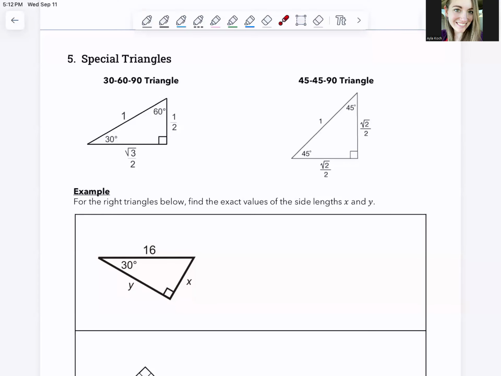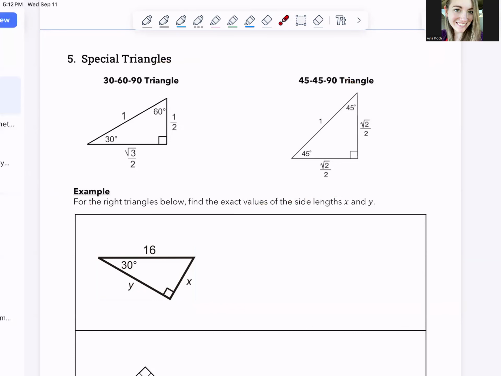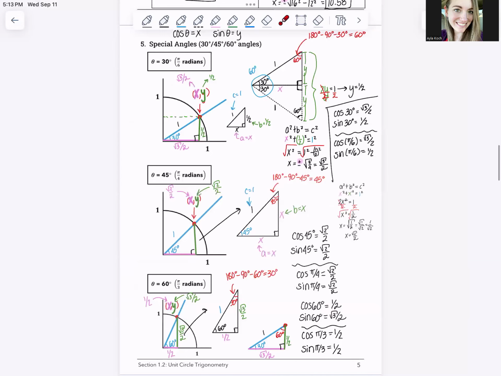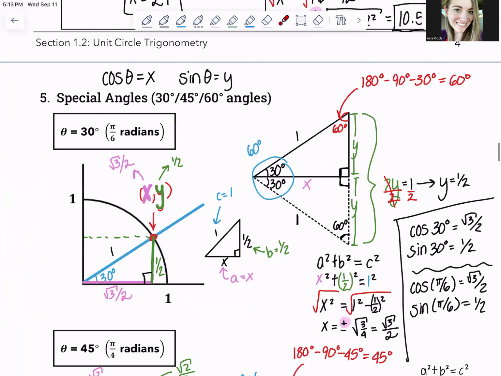Special triangles. You're going to see two triangles here that might look a little familiar because we've talked about them before. We did this before when we derived these special angles back in chapter 1.2. So we derived these triangles, and we have a 30, 60, 90 triangle is what this is called.